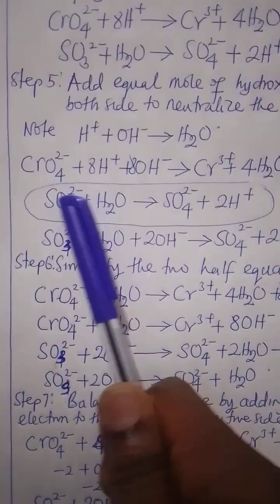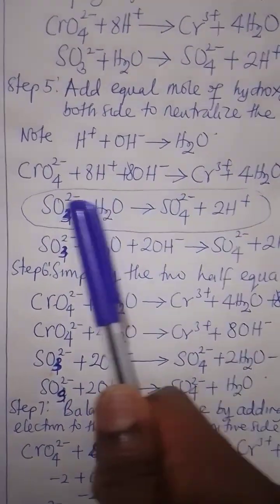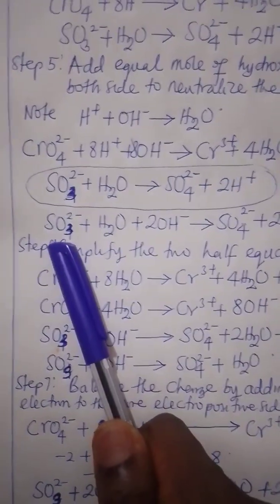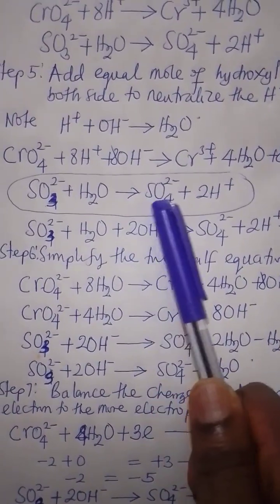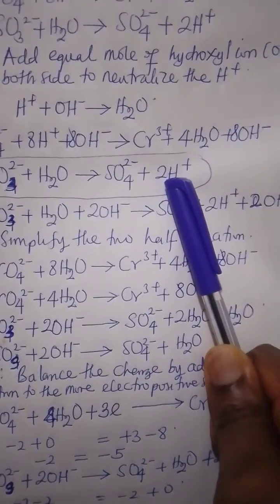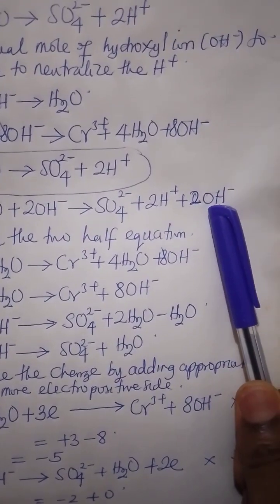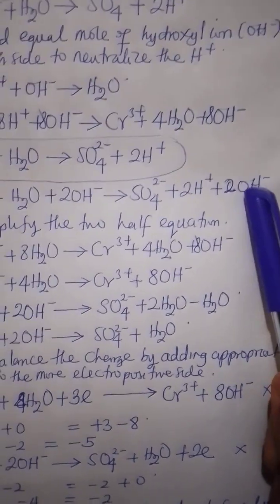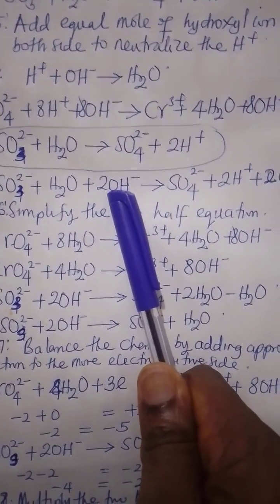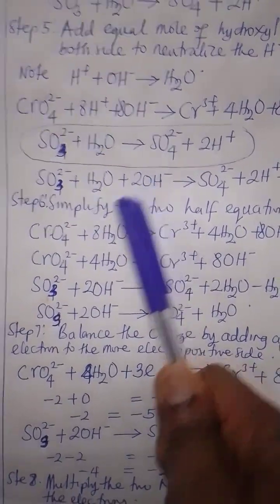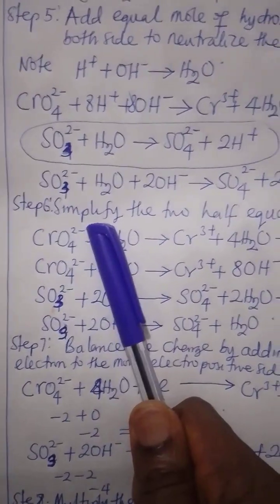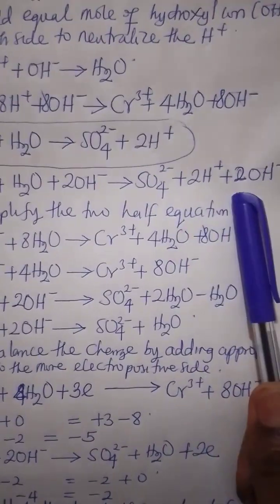Now, this is the second half equation from step number 4. And so we have 2H+ here. So that means we'll add 2 OH- to the right hand side, and we'll add 2 OH-, hydroxyl ion, to the left hand side. Step number 6, simplify the two half equations.